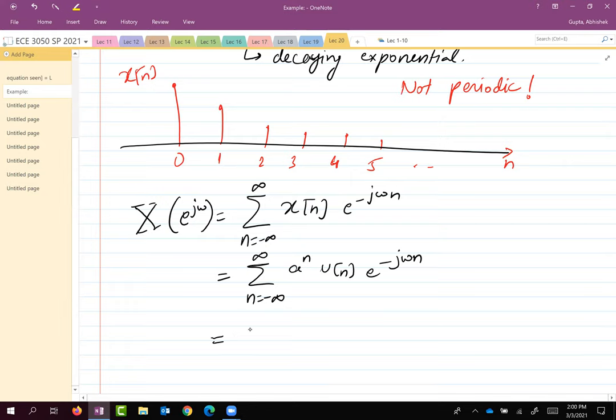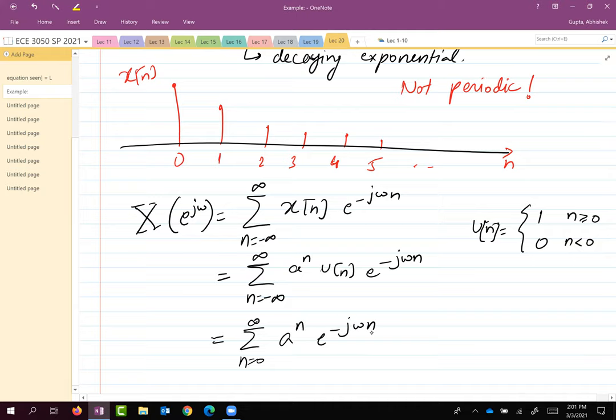You could start off with the fact that the step function makes everything less than zero equal to zero. So the sum now goes from zero to infinity. Perfect. So u of n, remember, u of n is equal to 1 for n greater than 0 and 0 for n less than 0. So I can replace it with the summation from n equals 0 to infinity, a raised to n, e raised to minus j omega n.